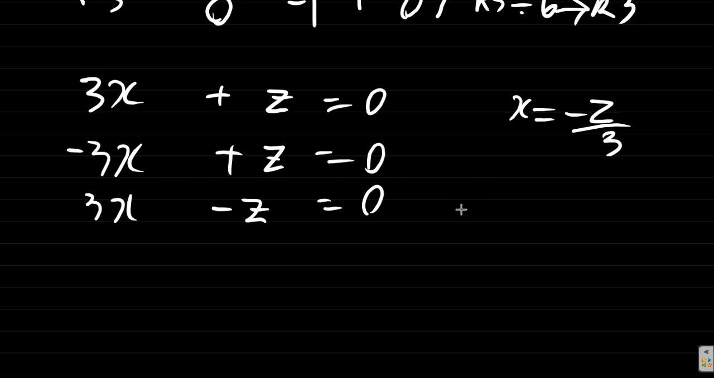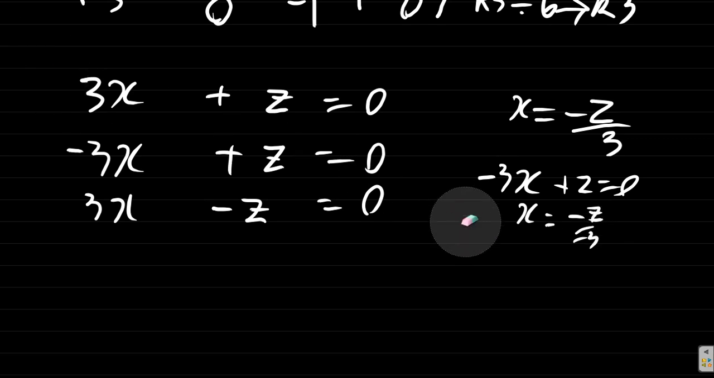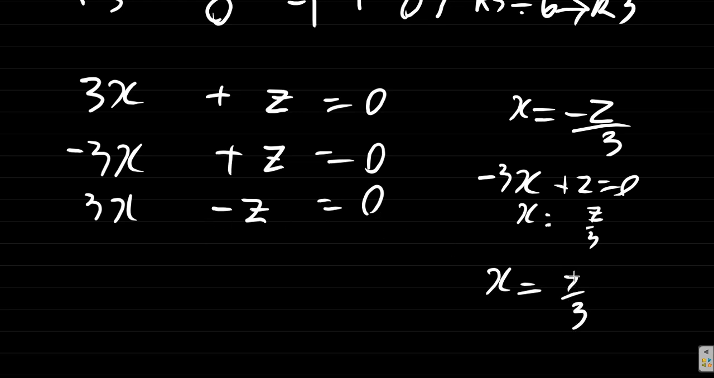For this, you would have negative 3x plus z equals 0. So x would be negative z over negative 3, which is the same as positive z over positive 3. And here, when you work it out, x would be z over 3. So in two cases, you have x is z over 3.